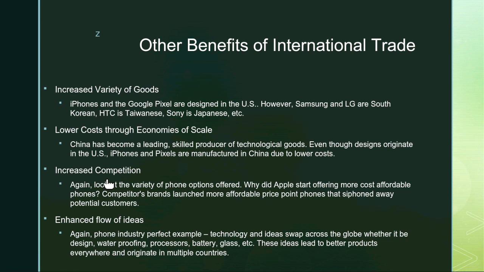Additionally, there's increased competition. Again, look at the variety of phone options offered. Why did Apple start offering more cost affordable phones?